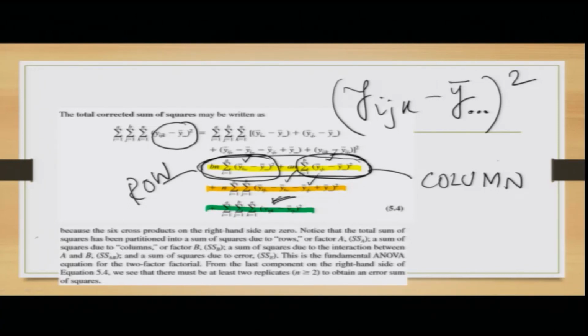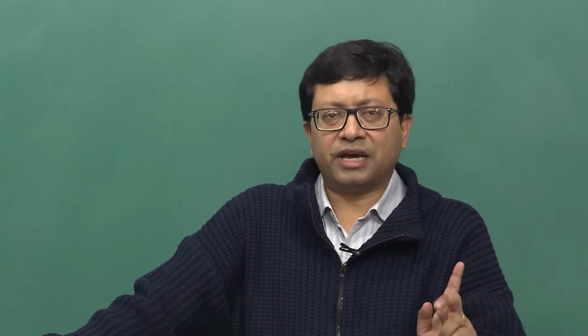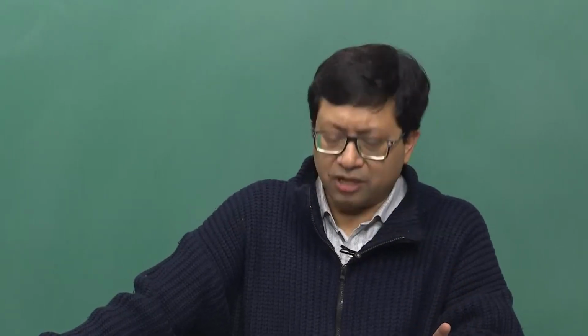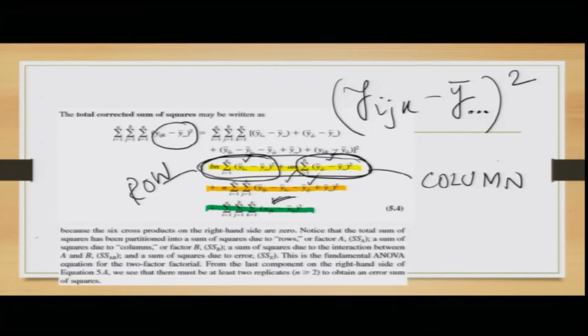Column means I am trying to find out for all the B's, and rows is for all the A's. So, the rows would be given by SS suffix A, the sum of the squares suffix A. For the columns it would be SS suffix B. The third part is the sum of the squares due to interaction between them, which is SS suffix AB, the combinations of A and B. The final one is the error part, SS suffix E. I am using E generally for the error terms. This is the fundamental ANOVA equation for the two-factor factorial model.